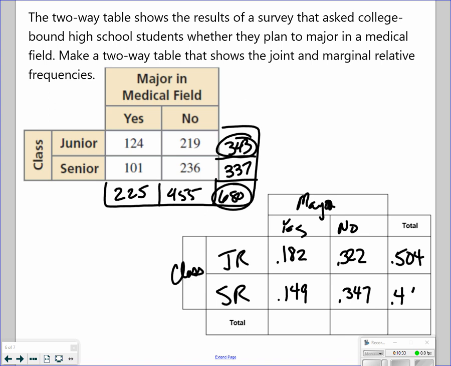So 0.496. And then same going down. You can take 225 divided by 680, or simply add going down, which is 0.331. And then the last one, take 455 divided by 680, or add the column, 0.669. And then 680 divided by 680 is 1. Or adding the column and adding the row.